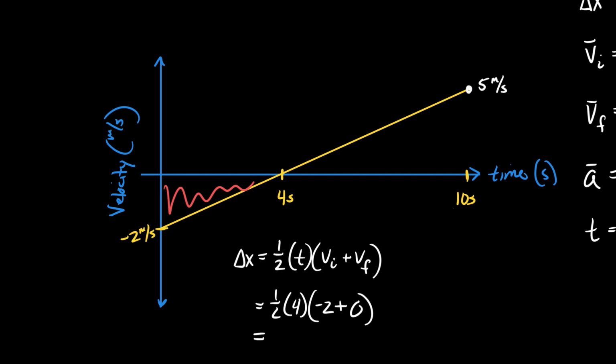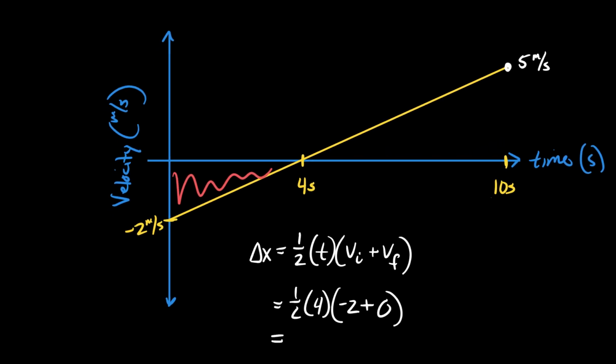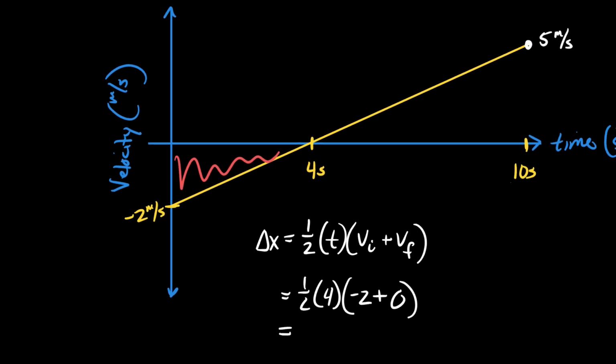This is hurting my heart if you can't do this. Maybe you need a calculator, but I will laugh at you if you use a calculator to do 1/2 times 4 times -2. Thank you. -4 meters. So obviously in the first 4 seconds, the object went backwards 4 meters.